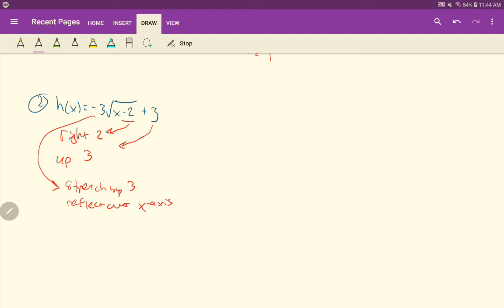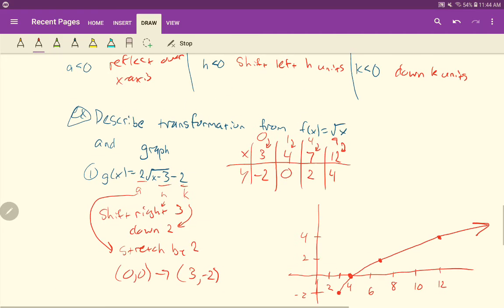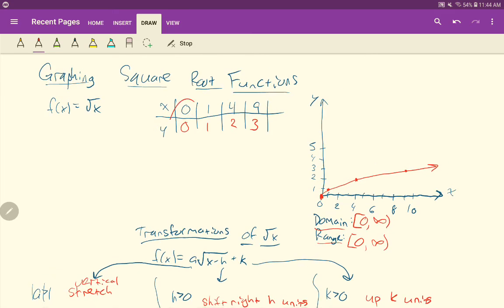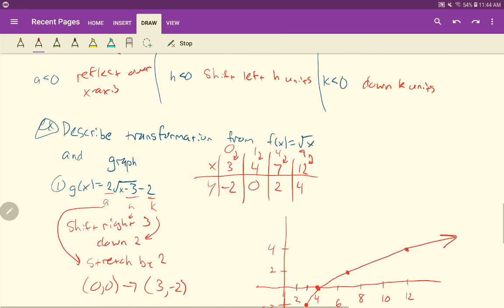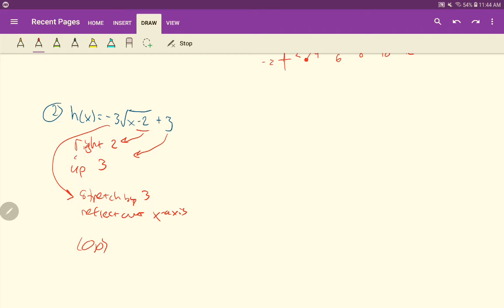Okay, and so what's our table going to look like? Well, again, the normal starting point of our graph here is going to be at 0, 0. Since we shifted right 2 and up 3, where is that 0, 0 now going to be? Well, right 2 means it's going to have an x-coordinate now of 2. Up 3 means it's now going to have a y-coordinate of 3. Okay, so when I go to make my little table here, 2, 3 will be my starting point.